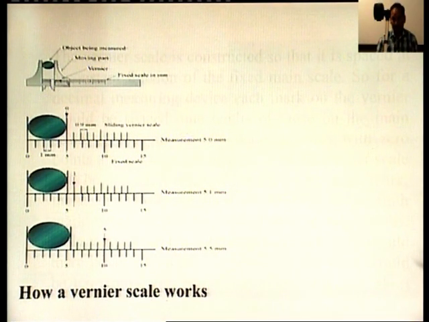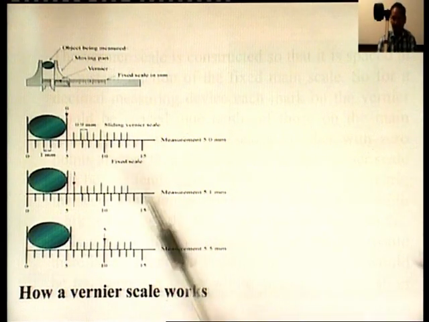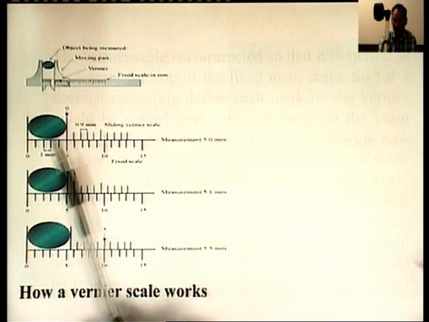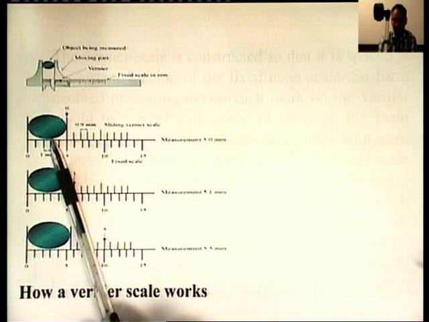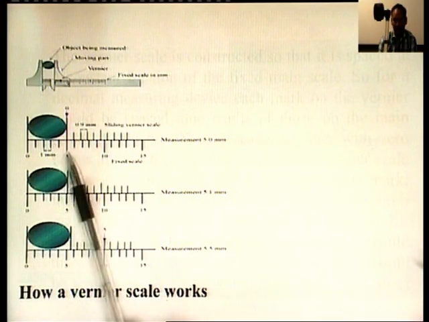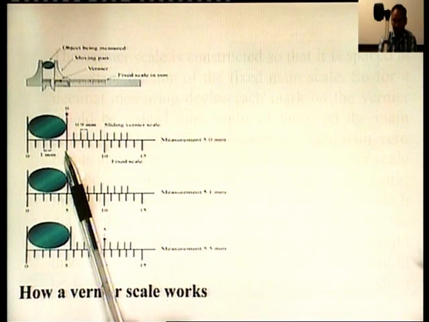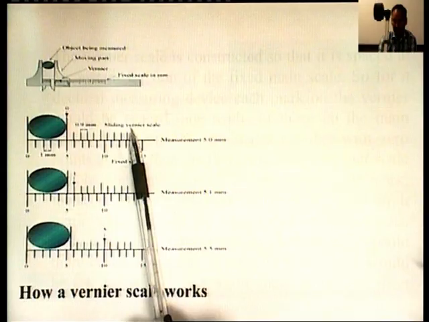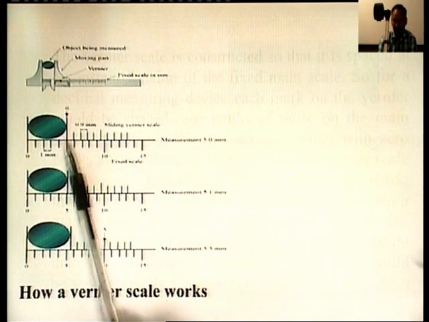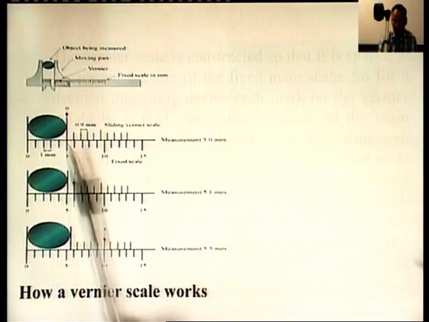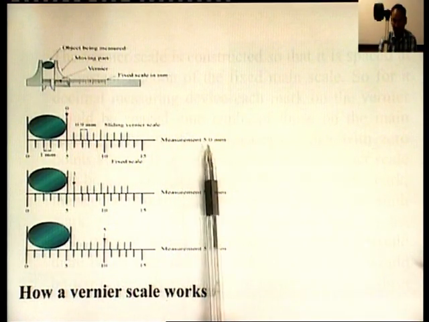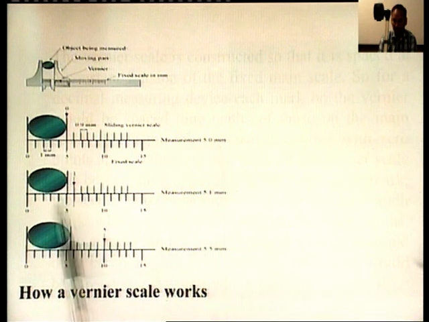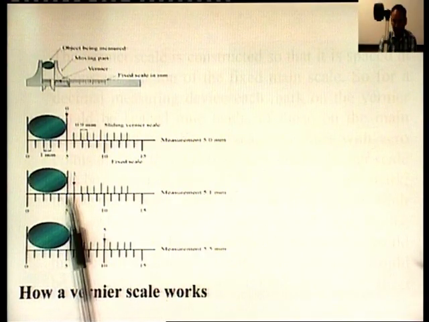So, here we have some examples of how a vernier scale works. There is an object whose diameter is to be measured with this vernier scale. In this case, this is the object shown whose diameter is to be measured. This is the 5 of this fixed scale, and this is the sliding vernier scale. 5 just coincides with the 0 of this sliding scale. So, in this case the reading comes out to be 5.0 mm.